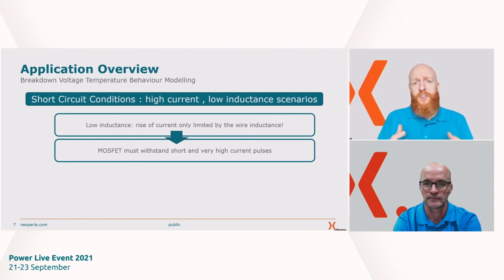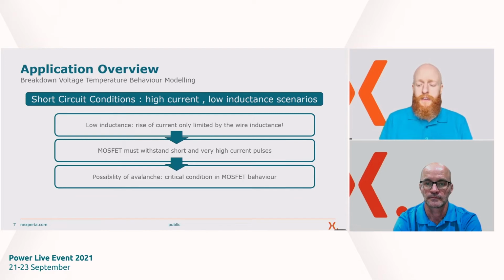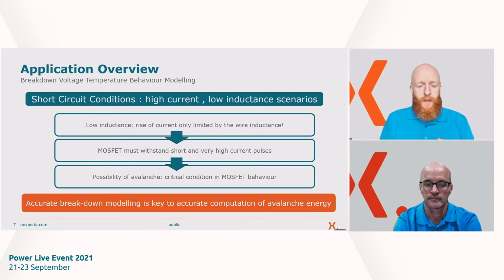But on top of that, due to the inductive nature of the load, there is energy built up in the short circuit, and that also needs to be dissipated into the MOSFET. And this happens typically through avalanching the MOSFET. And this is a critical behavior that you want to be able to model and predict to ensure that you're picking a MOSFET that's robust against your short circuit conditions.